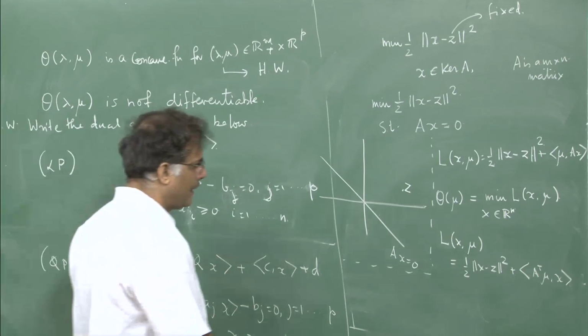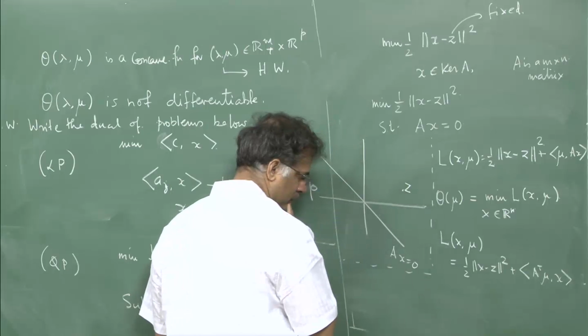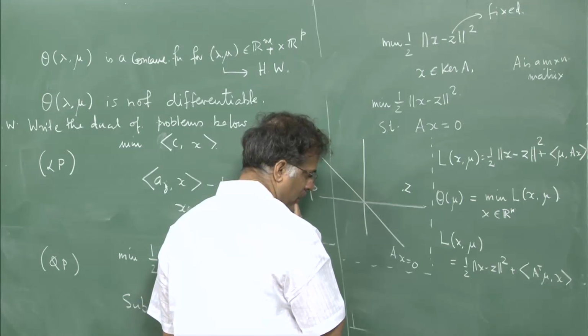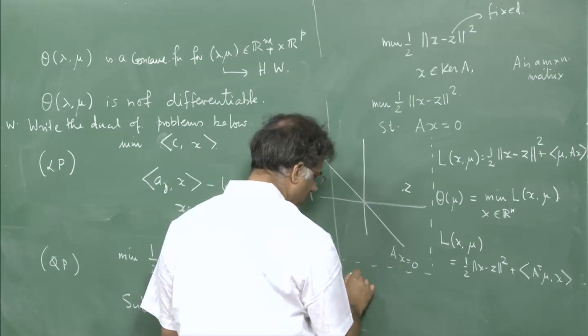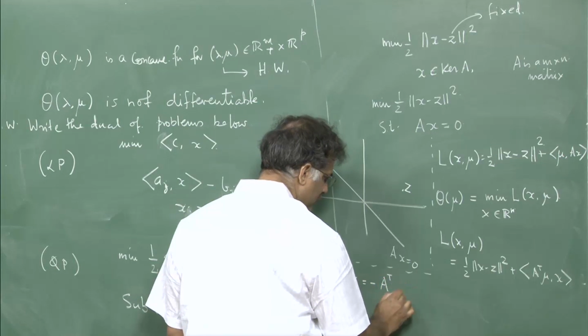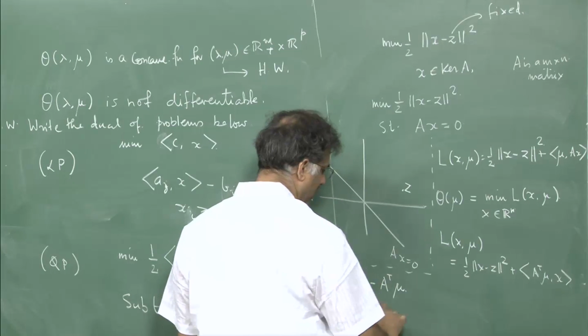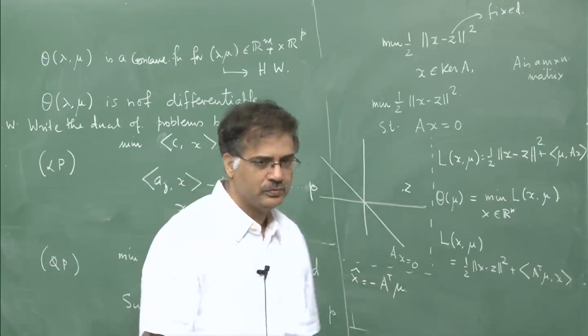Now, if I differentiate this, and equate it to 0, so the solution of this problem, say x hat, would be equal to minus A transpose mu.